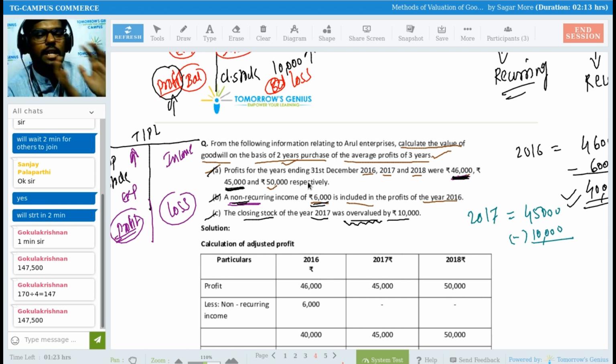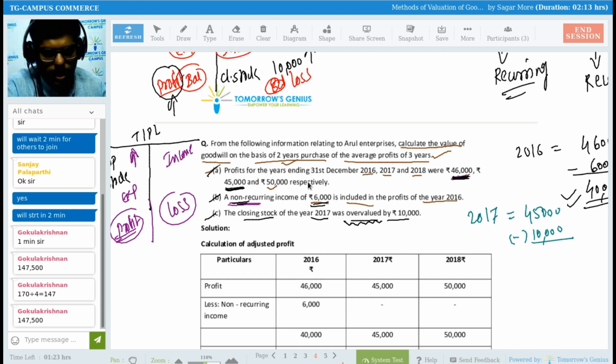Any expense which is wrongly recorded by you on the debit side, if you remove that, your profit will get increased. And any income which is not actual income, which you have recorded on the credit side, it means your profit is more by that much amount. That is for 2017, right? So if you're not getting the concept, it's simple. Overvaluation of closing stock of 2017, I will subtract, and that closing stock becomes opening stock of 2018.